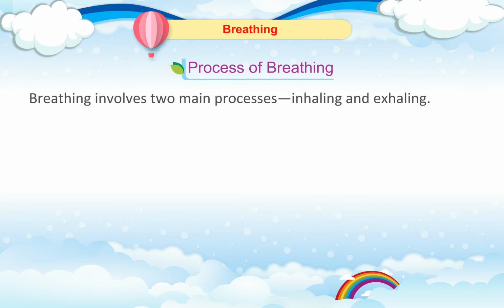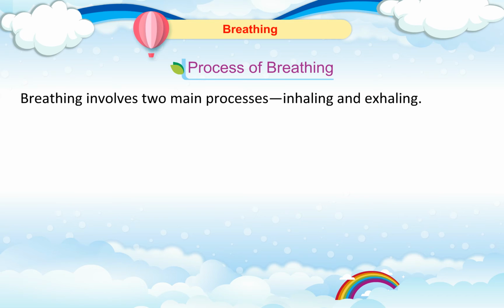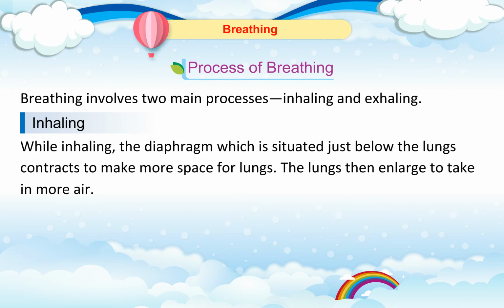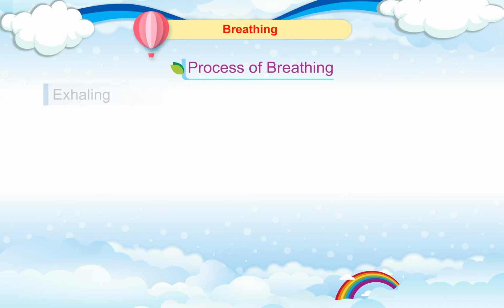Process of breathing. Breathing involves two main processes, inhaling and exhaling. Inhaling. The oxygen-rich air which we breathe first reaches the windpipe through our nose and mouth. The windpipe then carries the air to the lungs. This process is called inhaling. The oxygen-rich air from the lungs enters the blood. Our heart then pumps the blood to all the parts of our body. While inhaling, the diaphragm, which is situated just below the lungs, contracts to make more space for lungs. The lungs then enlarge to take in more air.